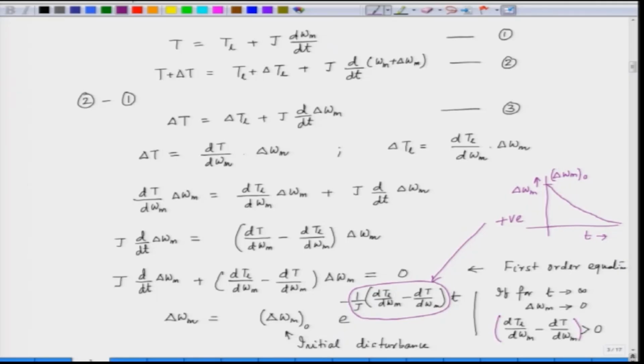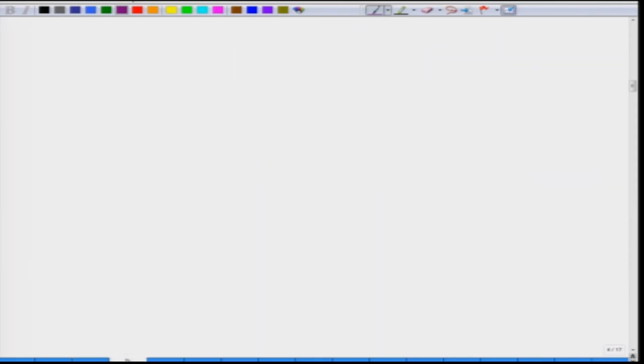So, which implies that dT_L/dω_m should be greater than dT/dω_m. So, we have proved that for stability dT_L/dω_m should be greater than dT/dω_m. So, we can write once again for steady state stability, we can say that dT_L/dω_m should be greater than dT/dω_m.